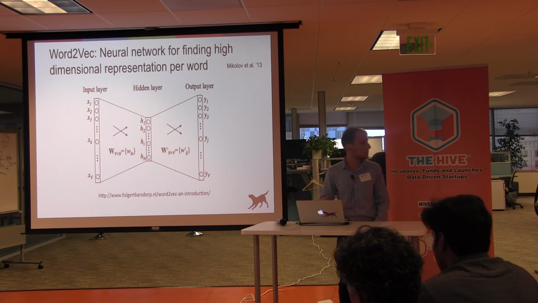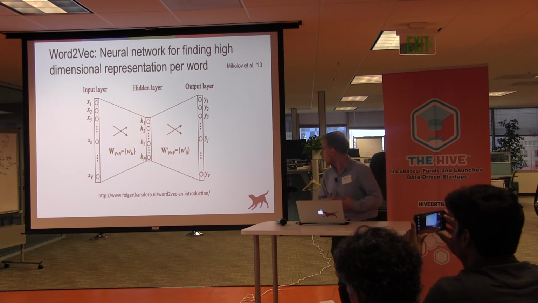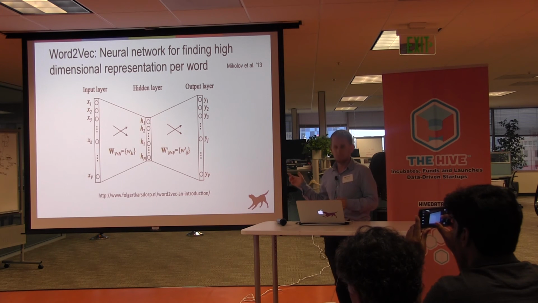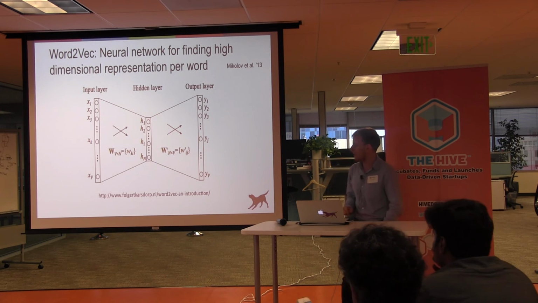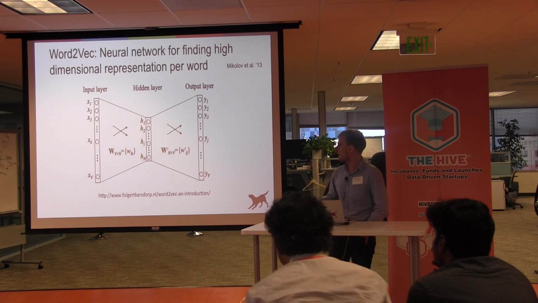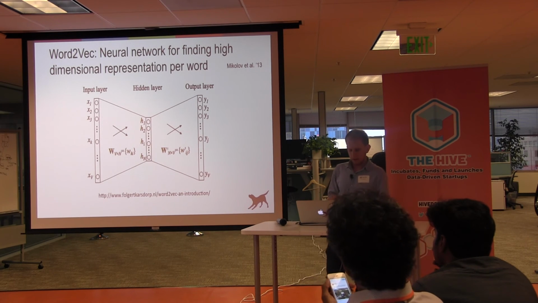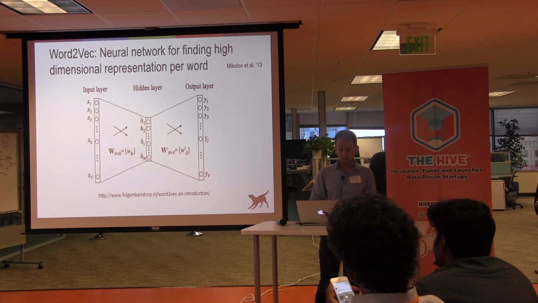Okay, so how does the neural network actually look? This is it. I'll go ahead and say that maybe it's a bit of a misnomer to call it deep learning, although that seems to have caught on. You only have one hidden layer and one output layer. And the input layer is of dimensionality of the entire vocabulary.